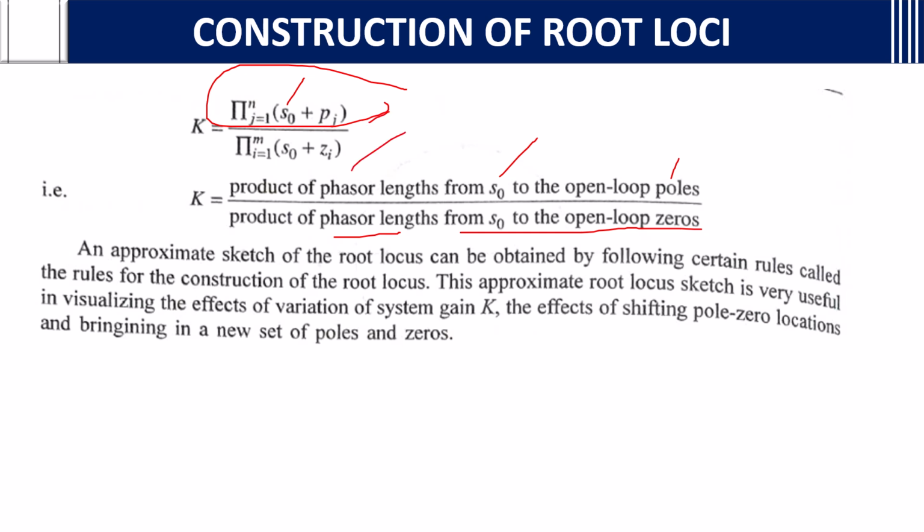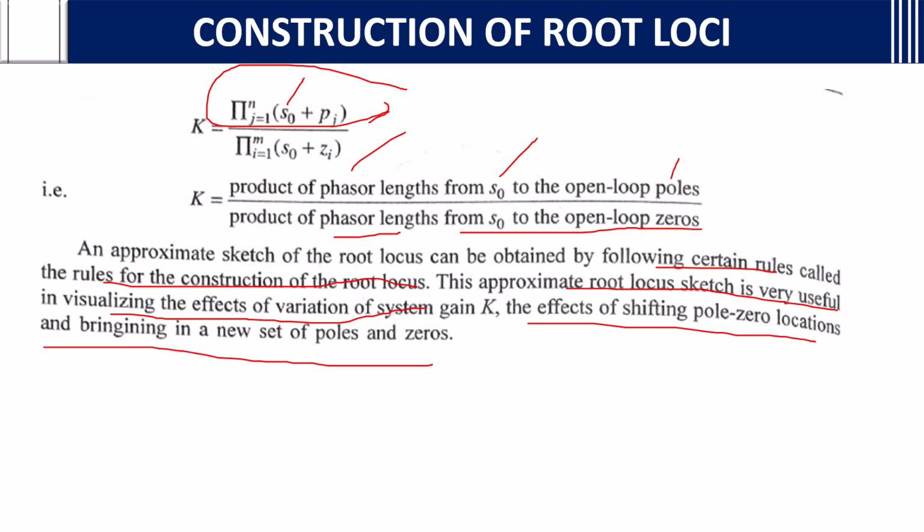An approximate sketch of the root locus can be obtained by following certain rules called rules for construction of root locus. This approximate root locus sketch is very useful in visualizing the effects of variation of system gain K, the effects of shifting pole and zero locations, and bringing in a new set of poles and zeros. There are some rules to draw the root locus.